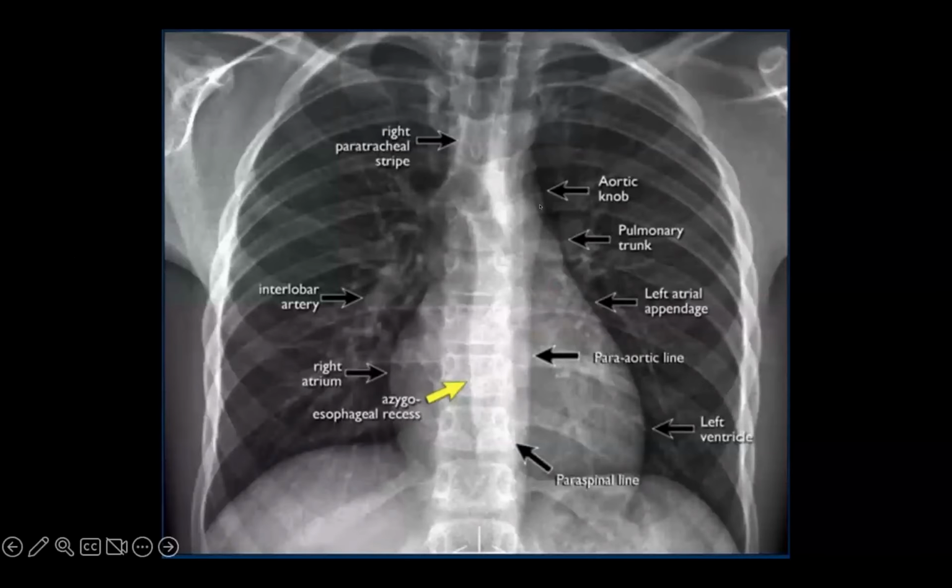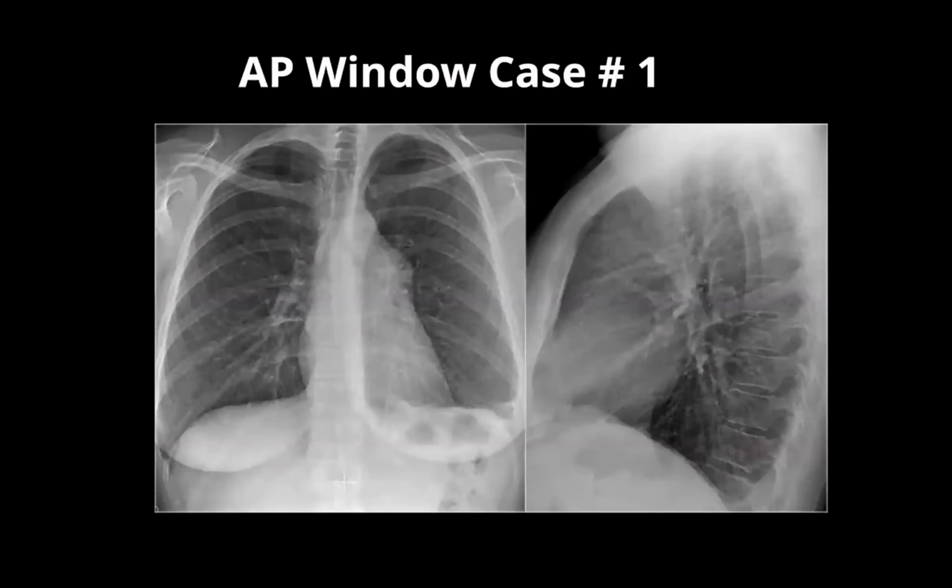So look at it, that's what I was telling you. It's a bit of a concavity here, a lucency that can be straight, but it's never bulging. The moment it bulges, think of an abnormality obscuring or obliterating that AP window. Here is the first case of the AP window.